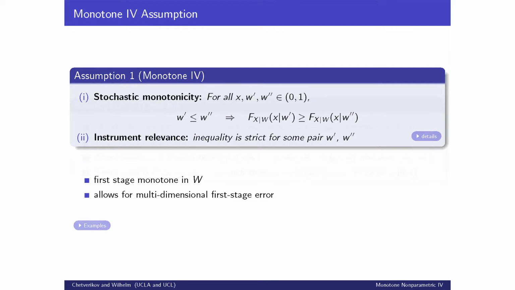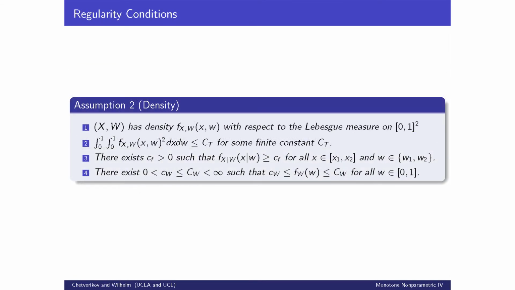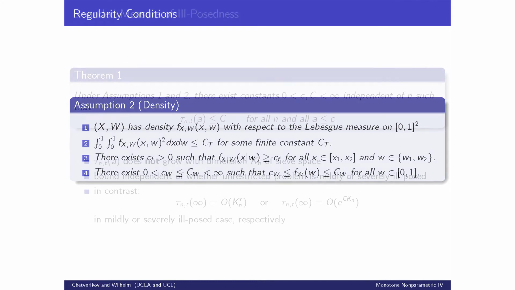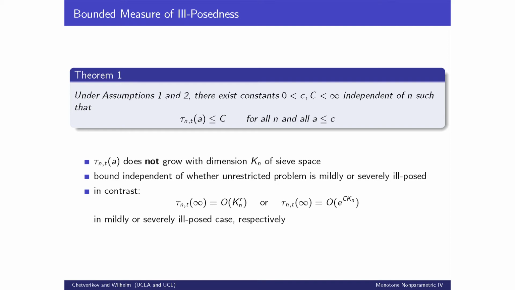That's assumption number one. And then we have some regularity conditions. I don't really want to talk about this too much. We need the density of X and W to be square integrable. We need the densities to be bounded from above, some of them from below, at least over some range, and so forth. But under these two conditions, we can show the first main result. The tau is bounded. The new tau that I showed you does not go off to infinity like the previous one. This is now bounded uniformly in n, and this constant c over there does not depend on sample size whatsoever.